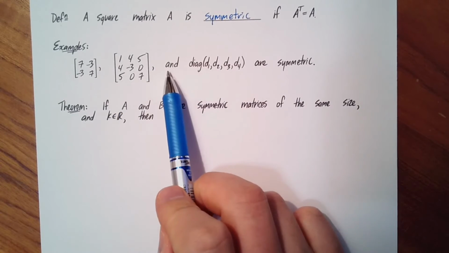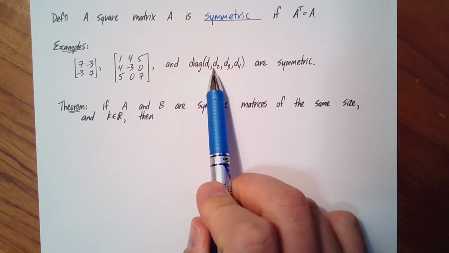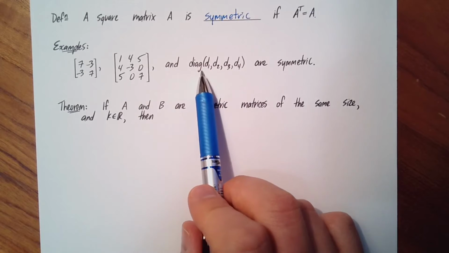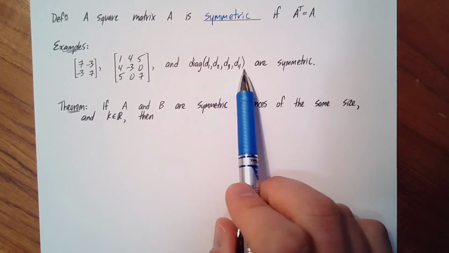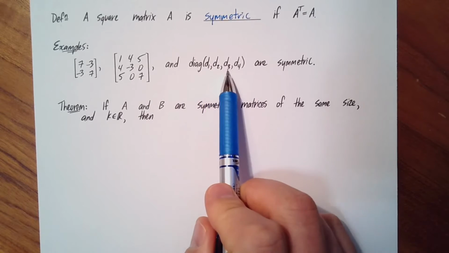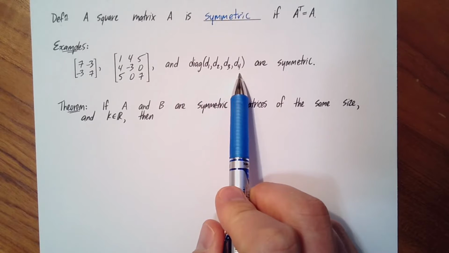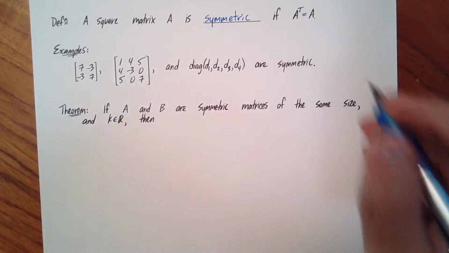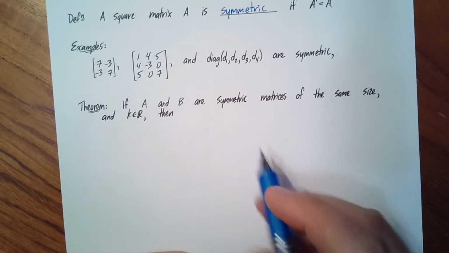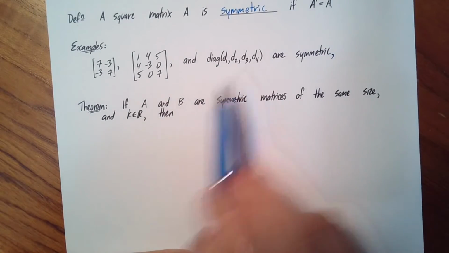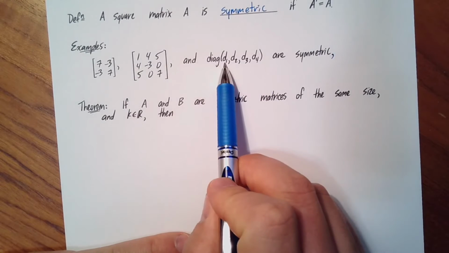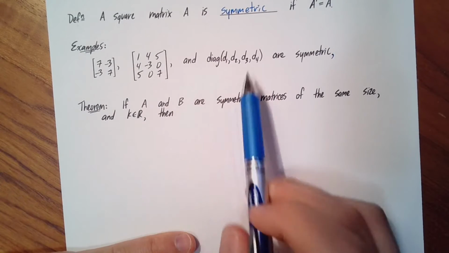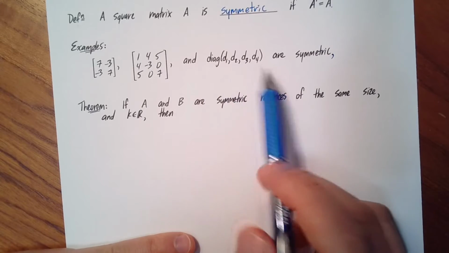Now this, what have I got here? diag D1, D2, D3, and D4. What am I talking about here? Well, this is the diagonal matrix. It's a 4 by 4 diagonal matrix with D1, D2, D3, and D4 on the main diagonal. Well, what are D1, D2, D3, and D4? I didn't tell you. Well, it turns out that this is an example of a symmetric matrix no matter what the entries D1, D2, D3, and D4 are. No matter what's on the main diagonal, a diagonal matrix is always symmetric.